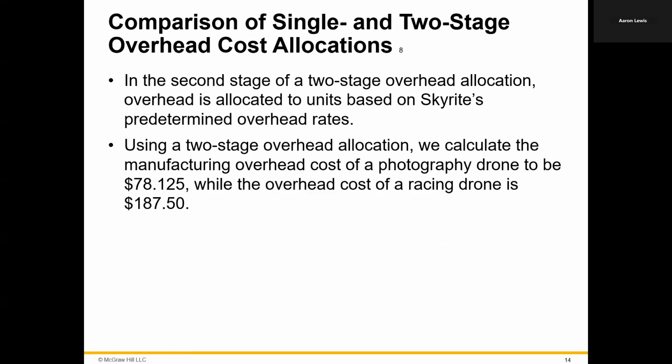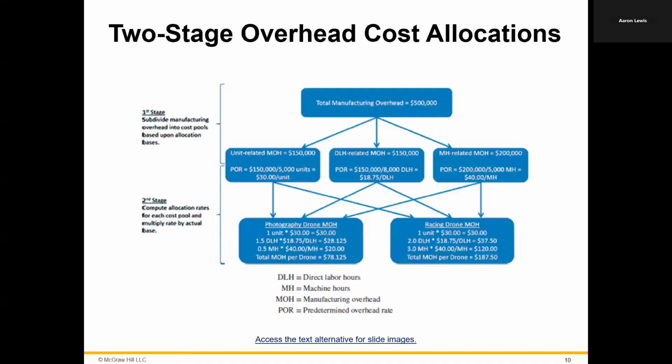So in this system, we came up with very, very different numbers than what we had before. Backing all the way up, that's how we arrived at these figures. Each one of these was just the quantity of the driver used in each model times the allocation rate that we just determined. And we came up with a theory here that these racing drones are causing us to incur much more in overhead costs than the photography drones. And it kind of makes sense. I bet you these are much more detailed. There's a bunch more parts that go on here.